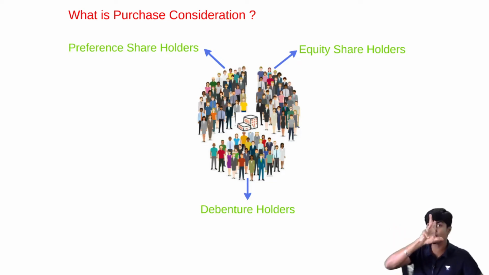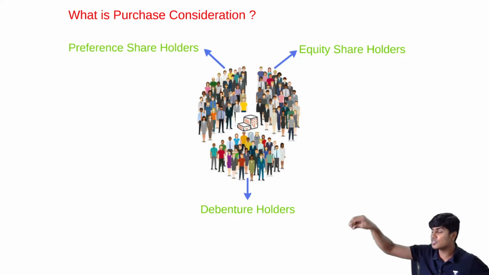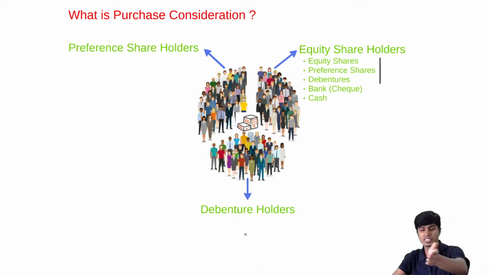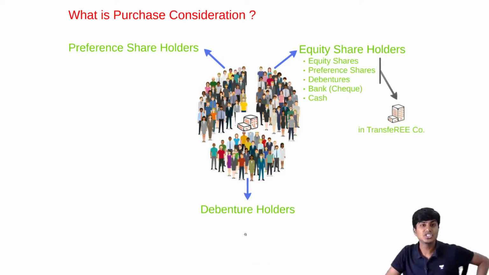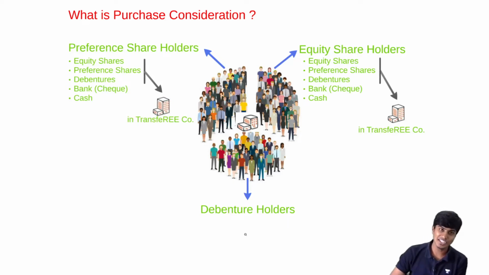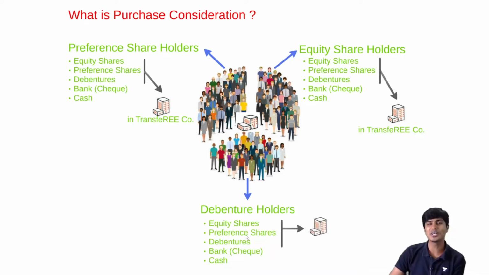So when I've given purchase consideration in all of these five forms to the transferor company, it will give some of it to equity shareholders, some of it to preference shareholders, and some of it to debenture holders. My question is, when equity shares, preference shares, debentures in the transferee company, and cheque as well as cash are given to equity shareholders, and again the same to preference shareholders, and again the same to debenture holders, what is PC?